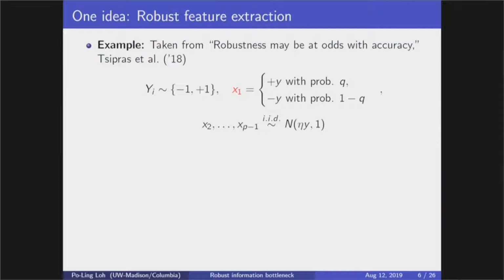And then the trade-off between accuracy and robustness is that if I didn't care about robustness, I would use all the features. But if I do care about robustness, maybe I should rank my features in a certain way.